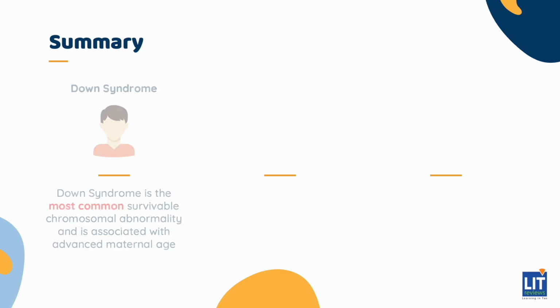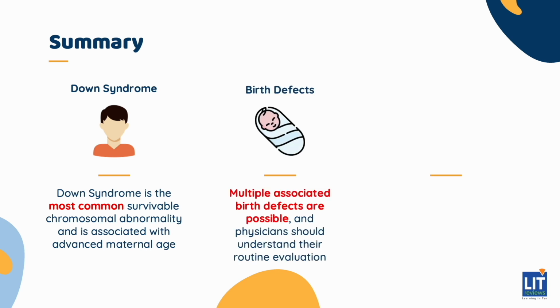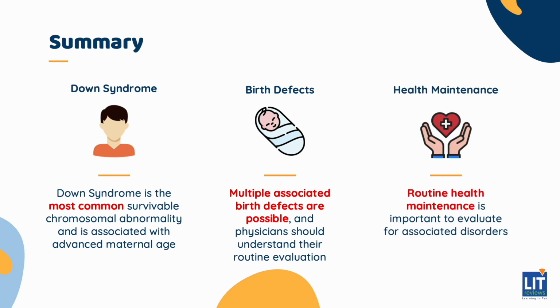In summary, Down syndrome is the most common survivable chromosomal abnormality and is associated with advanced maternal age. Multiple associated birth defects are possible, and a physician should understand their routine evaluation. Routine health maintenance is important to evaluate for associated disorders that may develop as patients age.